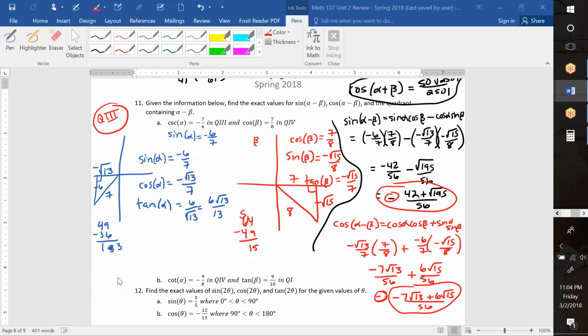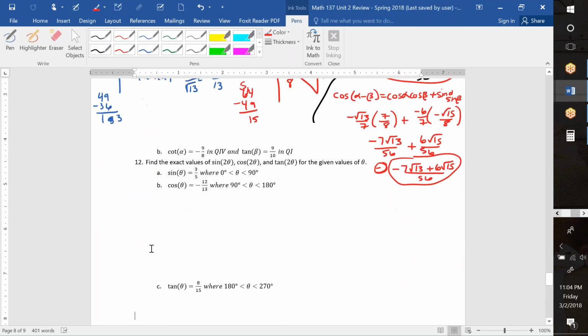Okay, so now we're going to be looking at the double angle question. And we're looking at 12b. It says find the exact values of sine of 2 theta, cosine of 2 theta, and tangent of 2 theta for the given values of theta. And so what we need to do is figure out, using this information and this quadrant, the rest of our triangle, what its signs would be for cosine, sine, and tangent. And just so you know that when you plug into the formula that you have all the correct information.